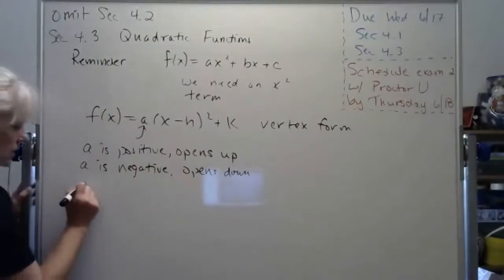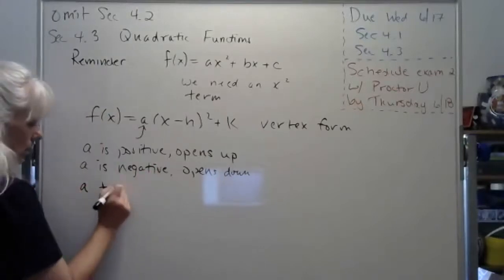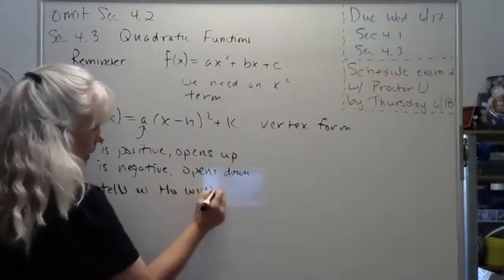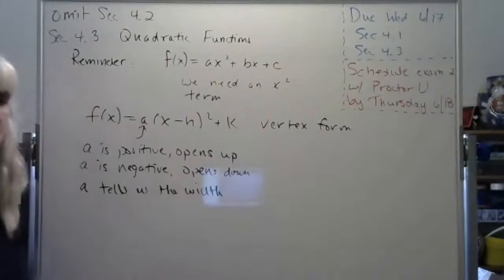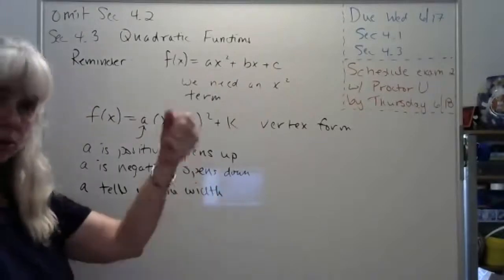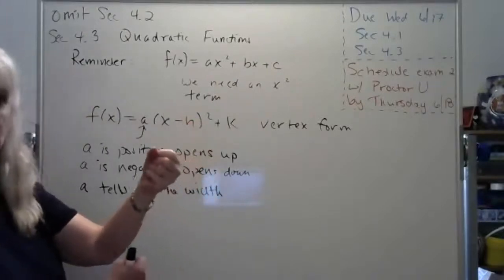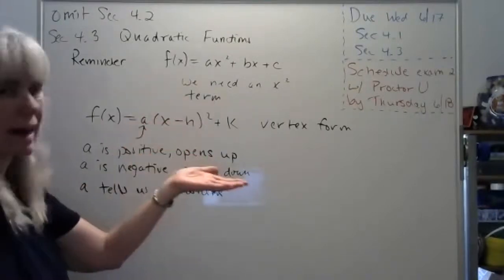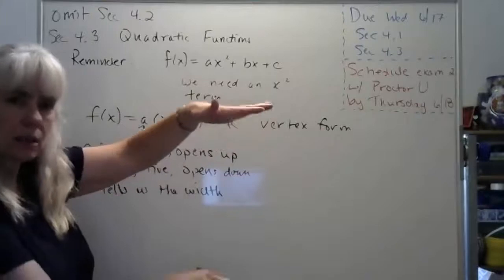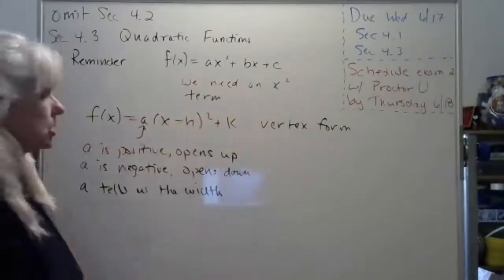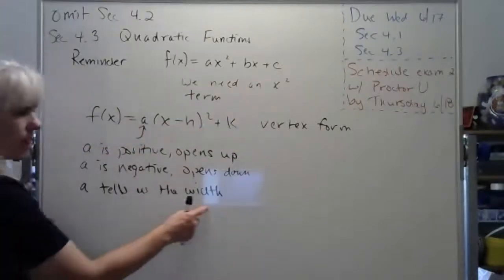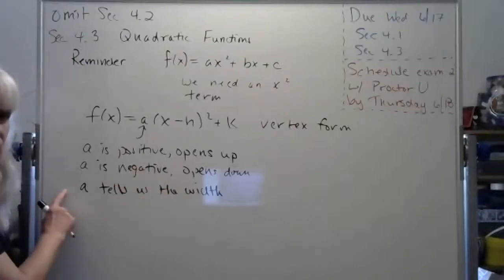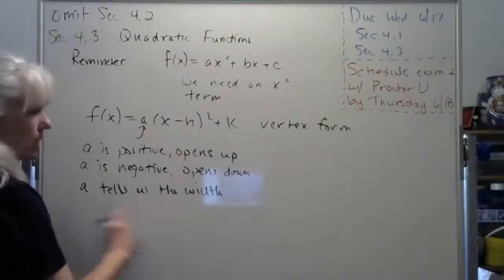a also tells us the width. That should make sense because we talked about that a out in front being a vertical stretch. So if a is a whole number, it's a vertical stretch. If a is a fraction less than 1, like 1/2 or 1/3, then you're going to have a compression in the vertical direction. So it tells us whether it's narrow or wide. This is really hard to gauge, but we know that.